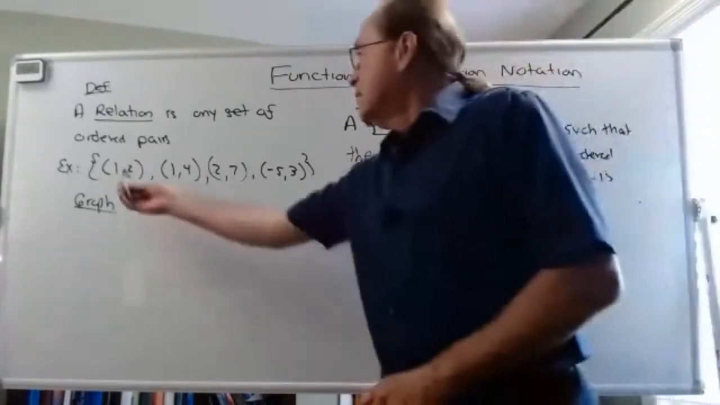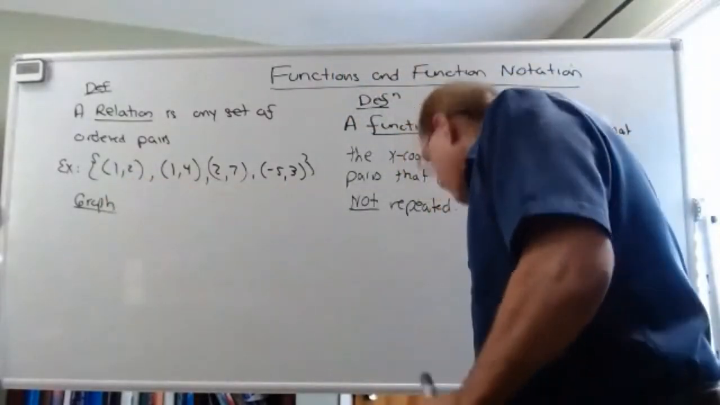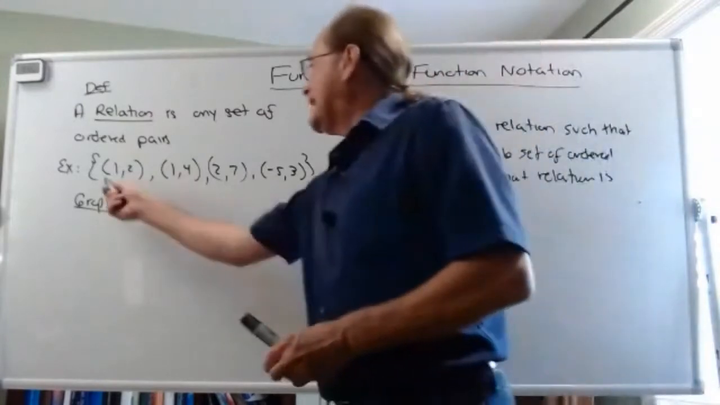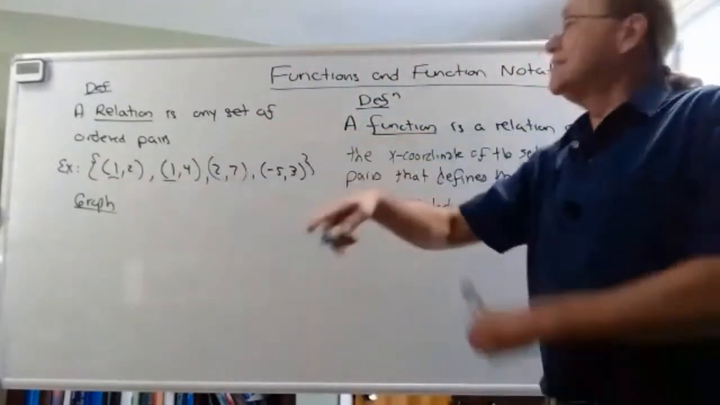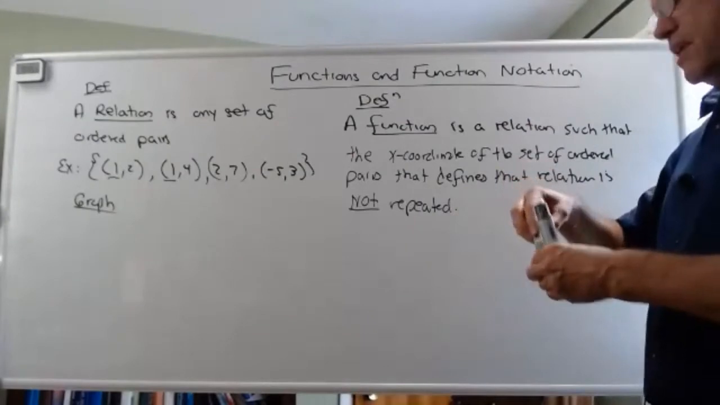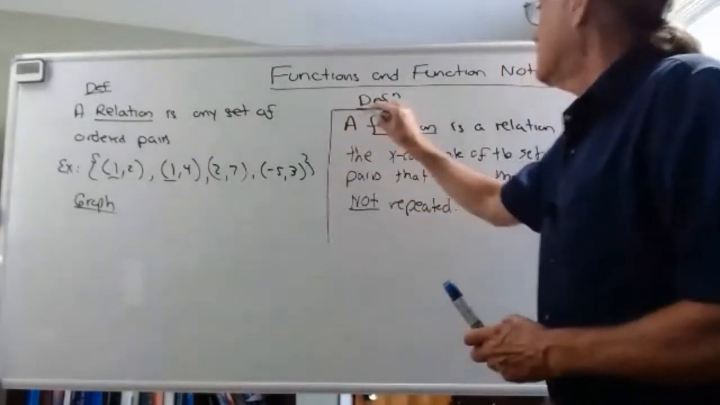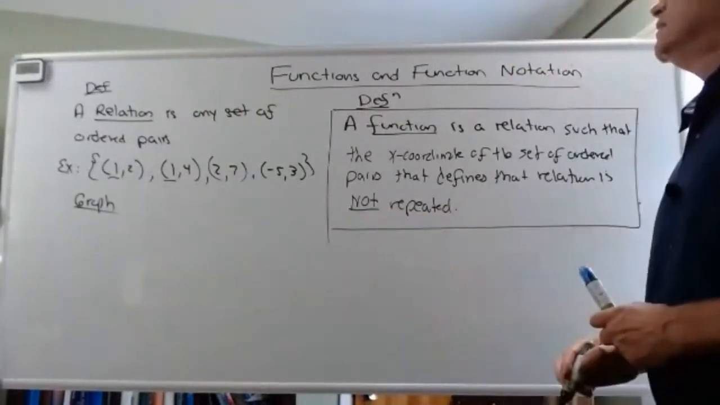For example, this relation here I wrote here is not a function. Not a function. Why? Because notice this x-coordinate is repeated. So this relation is not a function. It would fail that test. That's going to be our primary simple definition. This is one of the basic ones. We can take other definitions, but this is the simplest way to do it.